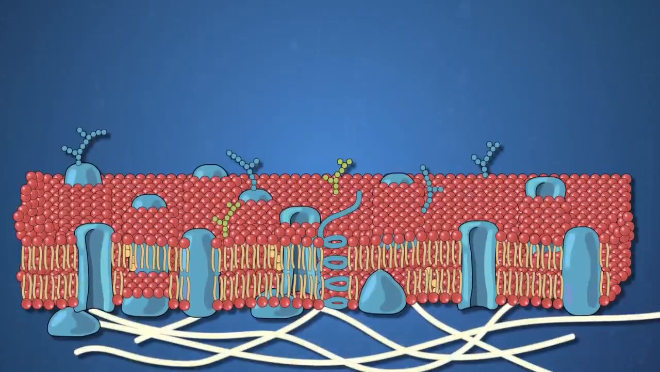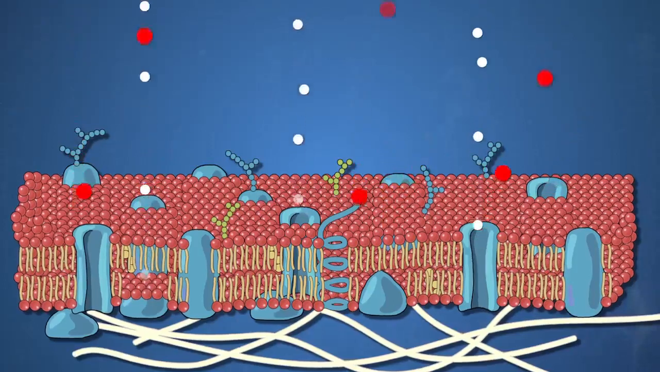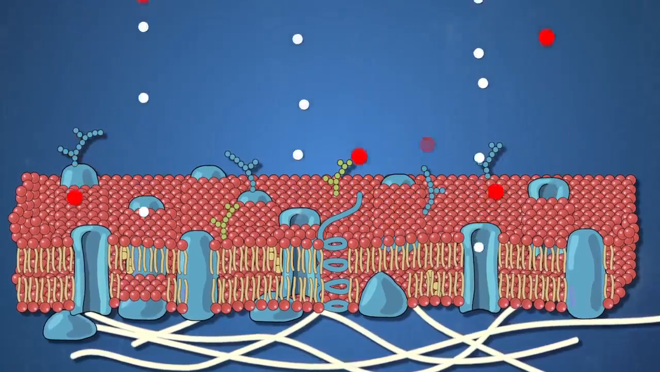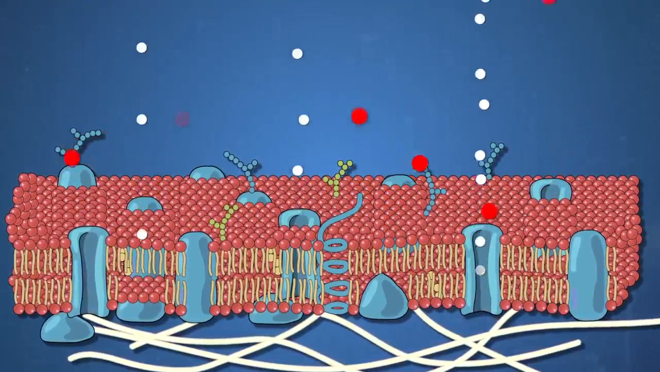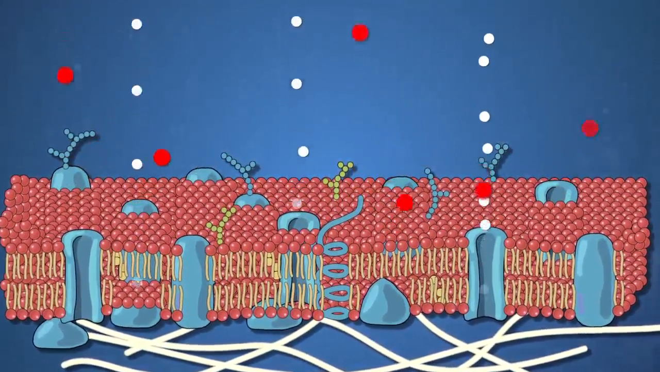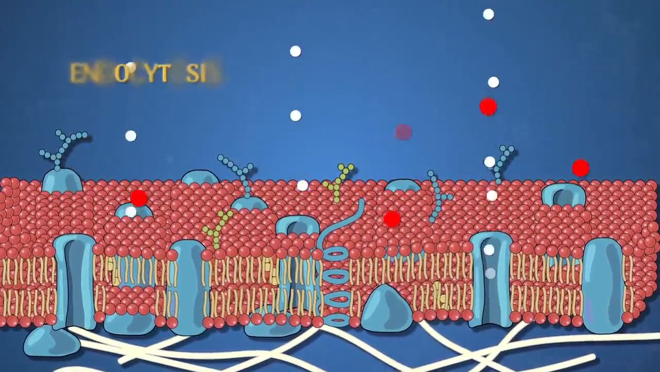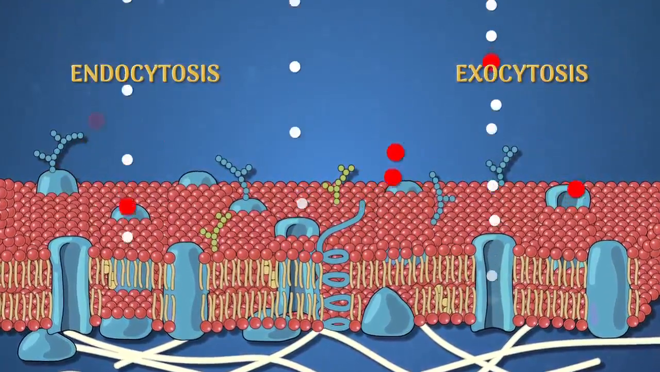Cell membranes are what we call selectively permeable, which means they let some molecules pass through them but prevent others from passing through. But how can cells take in molecules that are too large to diffuse through the cell membrane? Similarly, how can cells get rid of large molecules that it doesn't need anymore? Cells have solved this problem through the processes of endocytosis and exocytosis.